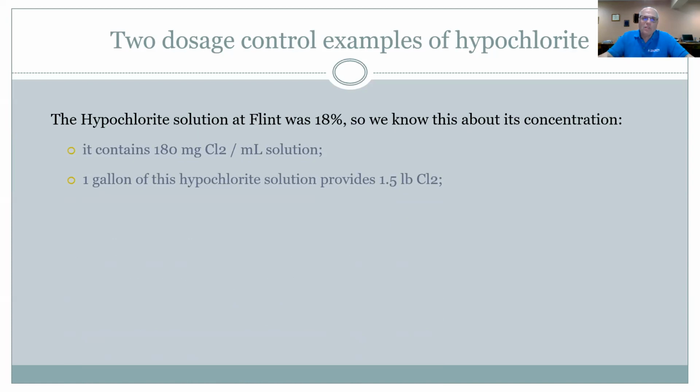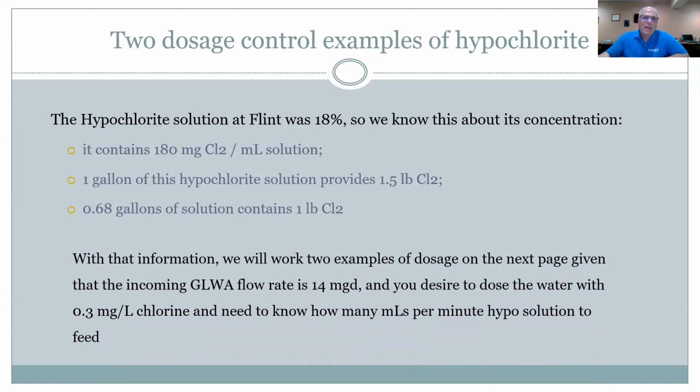And also we know this. 0.6 gallons of the solution will transfer about 1 pound of chlorine in it. So you got 3 different ways of looking at that concentration. As long as you know it's 18%, you can claim all 3 of those factors and use 1 or more of them in your calculations. So let's say we have this situation occurring. We have this information about the hypochlorite, it's 18%, so we know those 3 things.